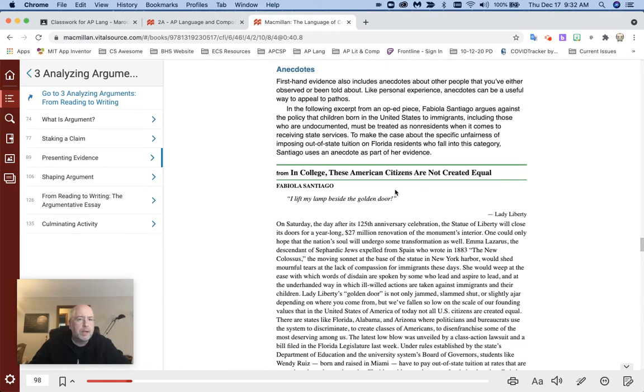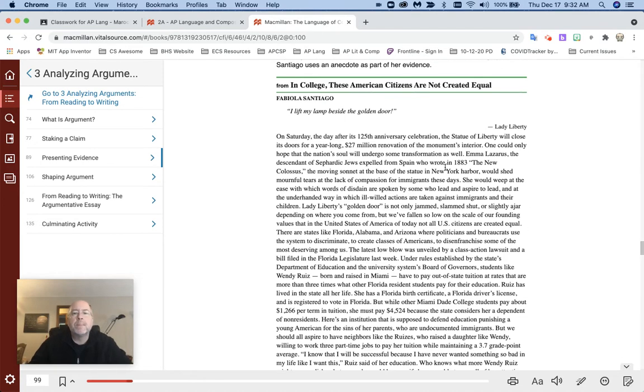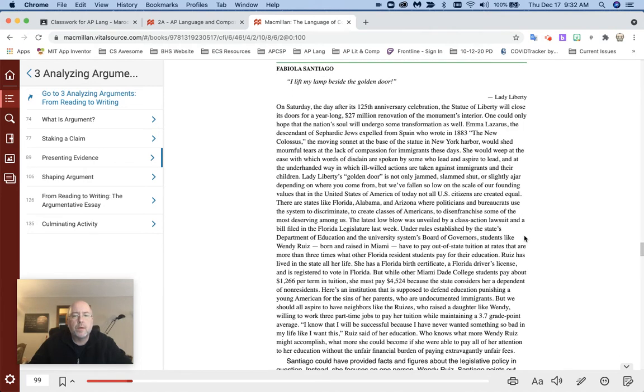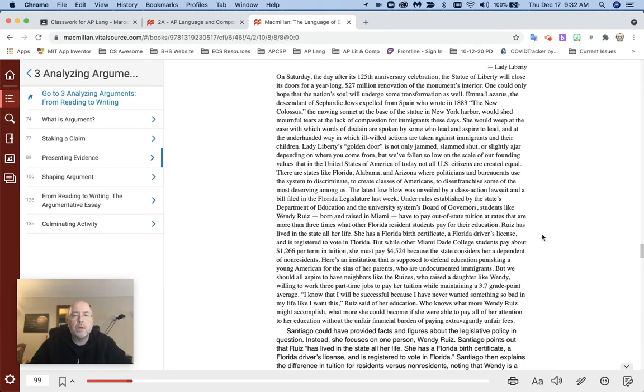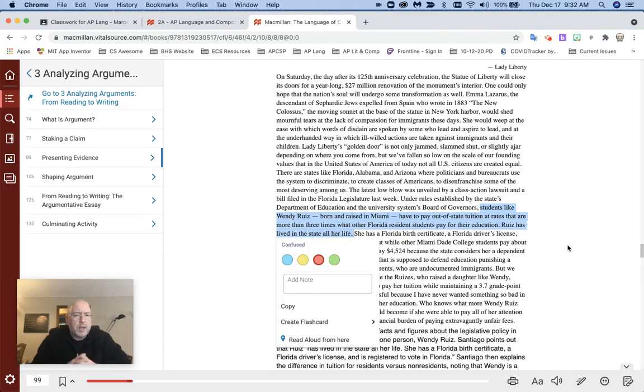When he talks about anecdotes, he's got down in here, I'm going to go right to it, this statement right here: "Students like Wendy Ruiz, born and raised in Miami, have to pay out-of-state tuition rates that are more than 3 times what other Florida resident students pay for their tuition."